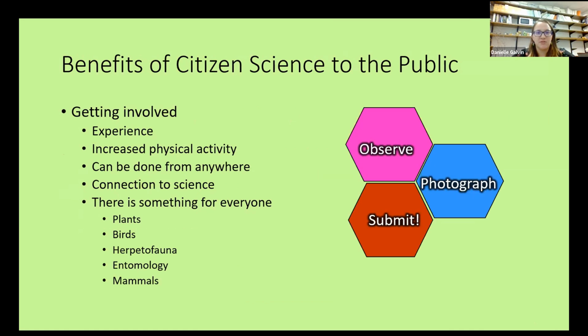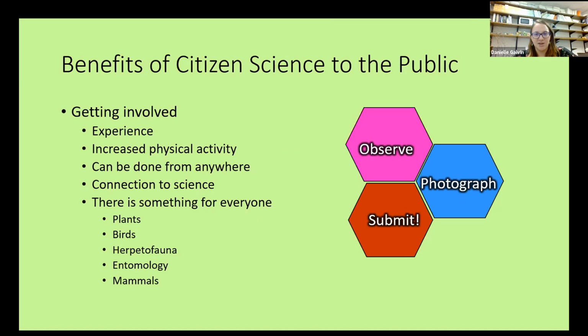There are many different benefits for being involved with citizen science to members of the public. By getting involved, members of the public are able to increase their amount of experience with identifying wildlife and plants in their neighborhood and in the world. You will gain experience identifying individuals visually, by sound, and even just by looking at tracks left behind on your property. Many citizen science programs will also encourage getting outside and being active. Therefore, by participating, you can increase your physical activity and possibly even see different health benefits.